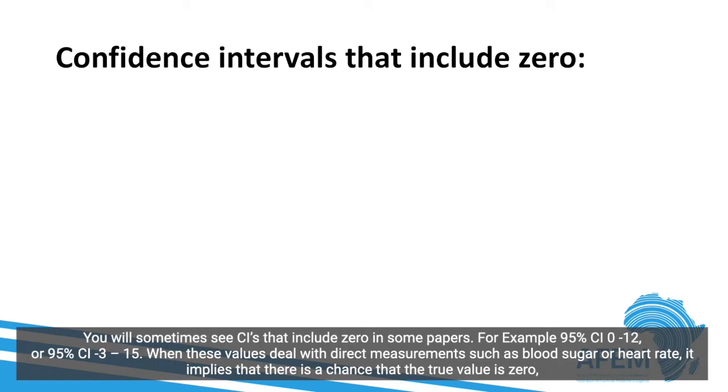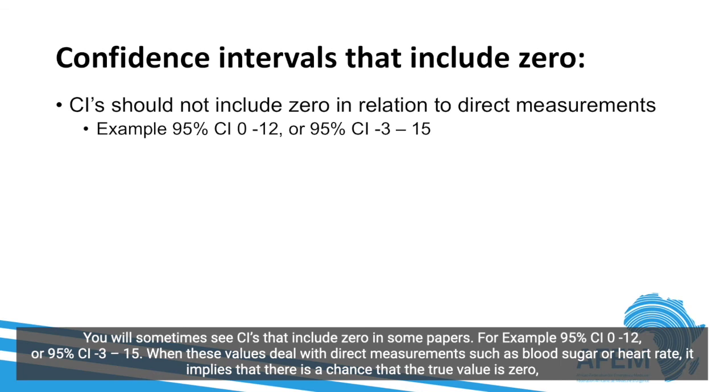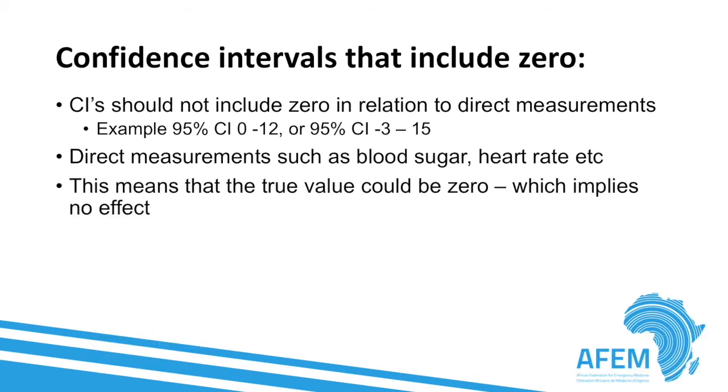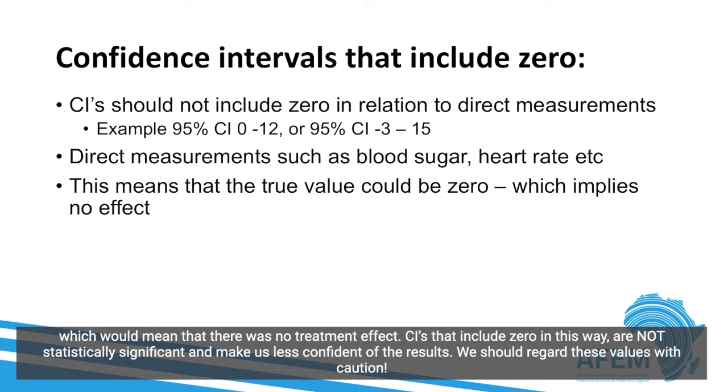You will sometimes see confidence intervals that include 0 in some papers. For example, a 95% confidence interval of 0 to 12 or of -3 to 15. When these values deal with direct measurements such as blood sugar or heart rate, it implies that there's a chance that the true value is 0, which could mean that there was no treatment effect. Confidence intervals that include 0 in this way are not statistically significant and make us less confident of the results. We should regard these values with caution.